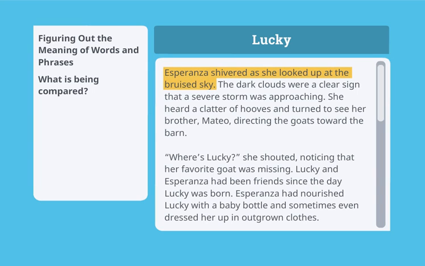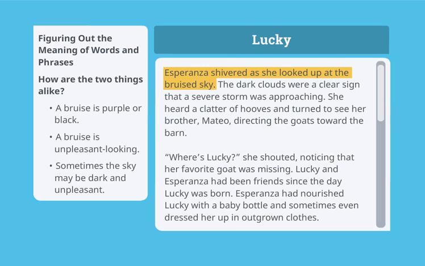Our first metaphor comes right at the beginning. Esperanza shivered as she looked up at the bruised sky. So we need to ask, what is being compared? You got it. The sentence compares the sky to a bruise. But why? How are the two things alike? Well, we know a bruise is purple or black and is unpleasant looking. Sometimes the sky can be dark and unpleasant too.